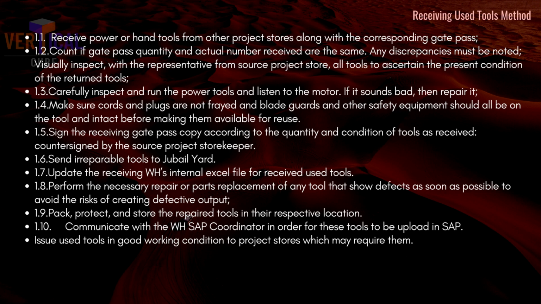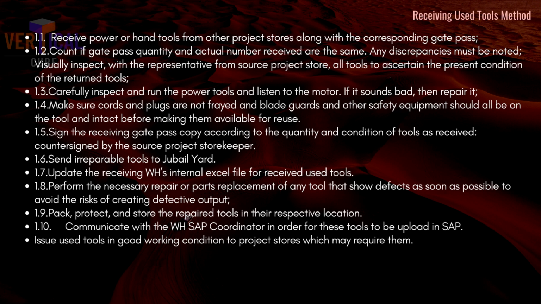1.3. Carefully inspect and run the power tools and listen to the motor. If it sounds bad, then repair it. 1.4. Make sure cords and plugs are not frayed and blade guards and other safety equipment should all be on the tool and intact before making them available for reuse.